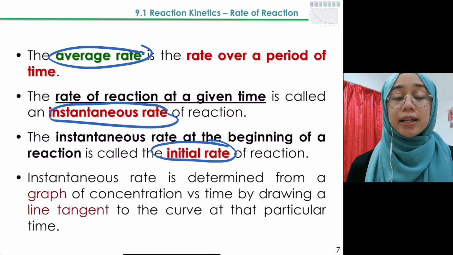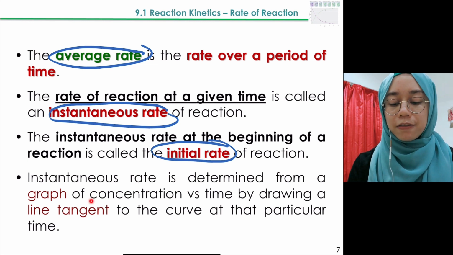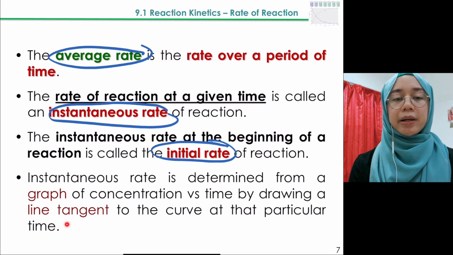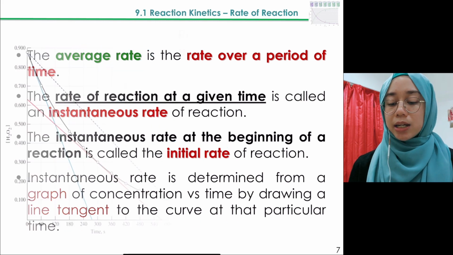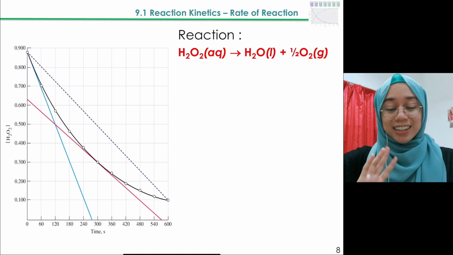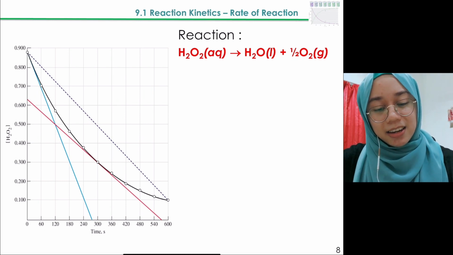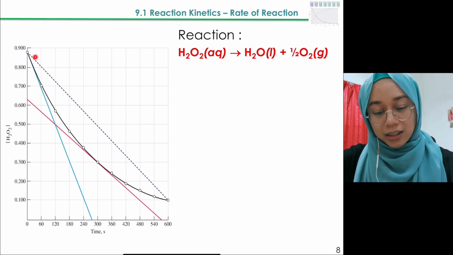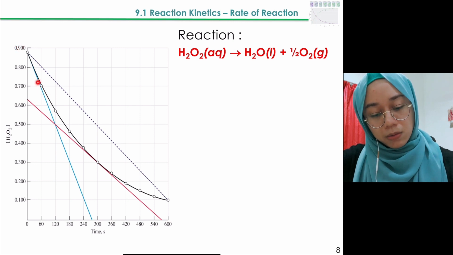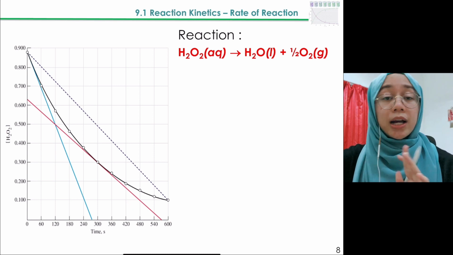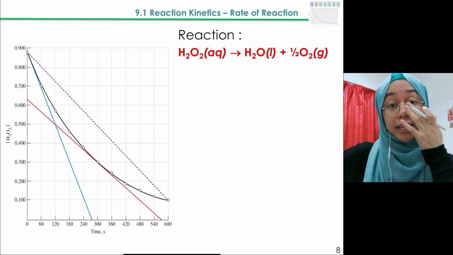Okay, so instantaneous rate is determined from a graph of concentration versus time by drawing a line tangent to the curve at that particular time. Right, so maksud dekat sini adalah, kalau kita tengok dulu graph ni, okay, sebenarnya mungkin tak clear sangat. Sebenarnya the dash line is actually warna purple sebenarnya. Okay, and then you also have the blue line, and then you also have the red line dekat sini. Okay, and the black line dekat sini yang curve tu, itu adalah graph sebenar based on data yang kamu dapat.